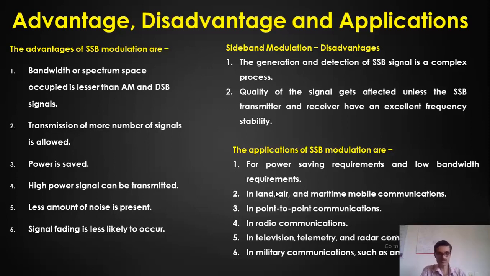In military communication, SSB is very useful, because it has its own secrecy or security. By using simple receivers, it is impossible to demodulate or detect the signal. Tuning becomes very difficult. So in military communication, it has the added advantage of security. Or you can use this in amateur radio also. SSB is used there. So these are all the advantages, disadvantages and applications of SSB.